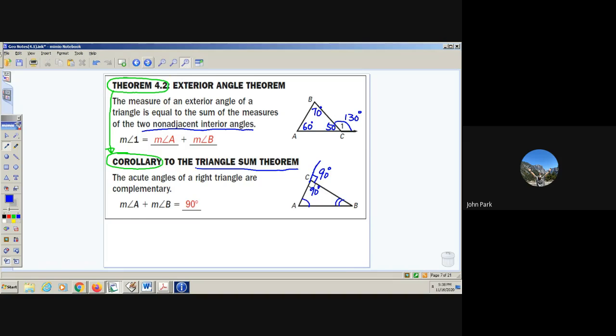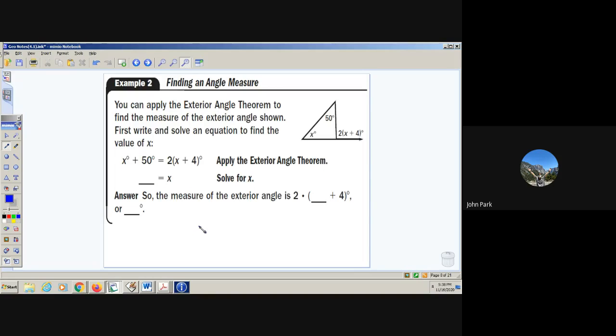All right, so with that information, let's take a look at how we can solve a problem like this. So we have a triangle here, and we have the exterior angle here, which is described as 2 times x plus 4. And then these are the two non-adjacent. So this angle here is the adjacent one to the exterior angle. So these two are the two non-adjacent, or also called the two remote interior angles, because they're far away from this exterior angle.